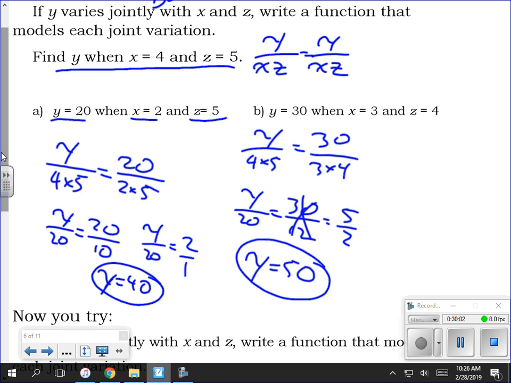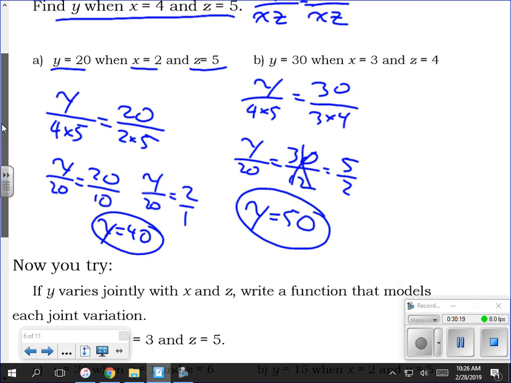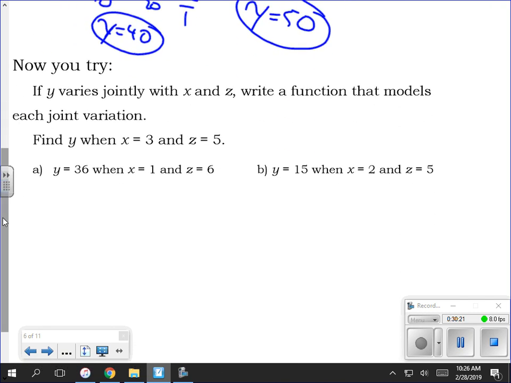There's more than one way to do this. And the more complicated the numbers, the more complicated the problems are, but you can always cross multiply with nothing else. Always. Okay. And remember, the key to doing this problem is setting it up first. Setting up the relationship between y and x and z. Okay. Your turn, do that one.